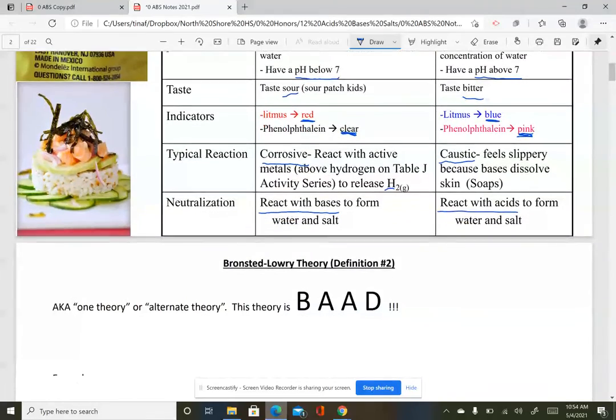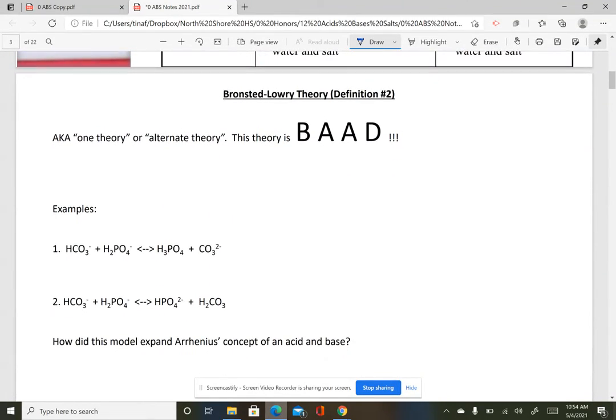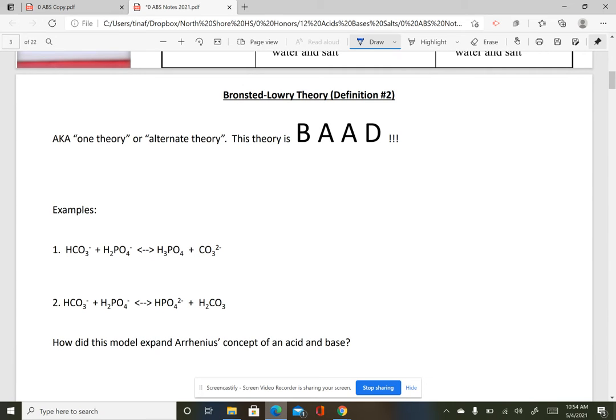Bronsted-Lowry came along and came up with a second definition for what's an acid and what's a base. As far as multiple choice goes, if they don't call out their names, you'll see it referred to as one other theory or an alternate theory. And you want to think, oh, I have to memorize a second definition. That's bad. So BAD is going to help you understand this definition.